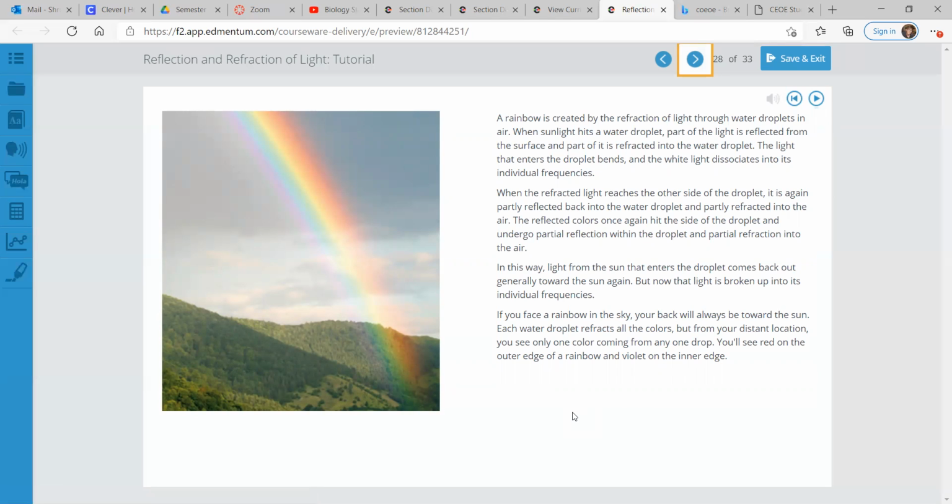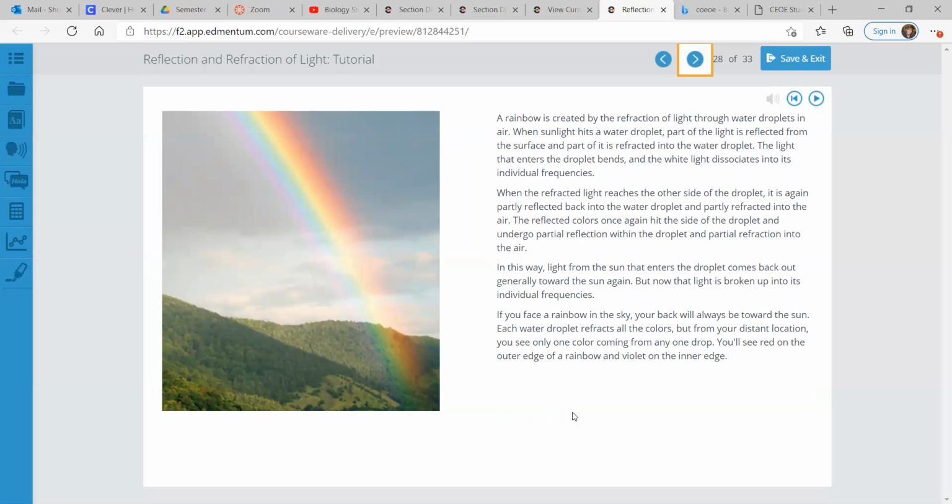A rainbow is created by the refraction of light through water droplets in the air. When sunlight hits a water droplet, part of the light is reflected from the surface and part of it is refracted into the water droplet. The light that enters the droplet bends and the white light disassociates into its individual frequencies. When the refracted light reaches the other side of the droplet, it is again partly reflected back into the water droplet and partly refracted into the air.